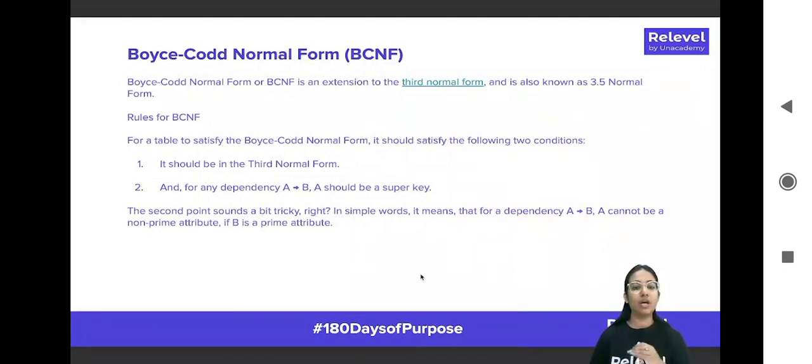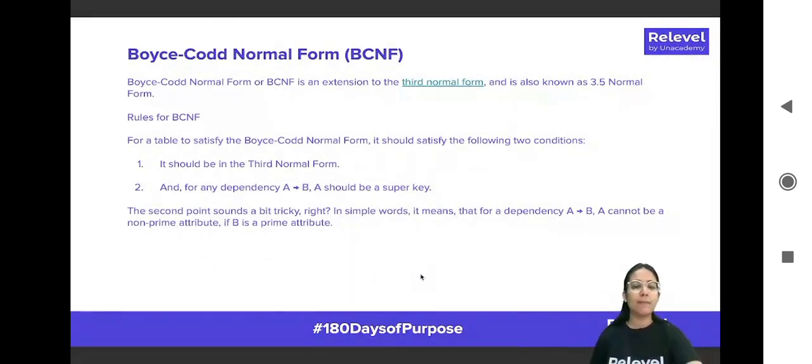For a table to be in Boyce-Codd normal form, it should satisfy two conditions. The first condition is that it should be in third normal form, which is what we talked about as well. And for any dependency from A to B, A should always be a super key. If you do not know about super keys, I've already made a video on keys specifically, a very long one where we talked about keys in great detail. So you can watch that video and revise quickly what super keys are.